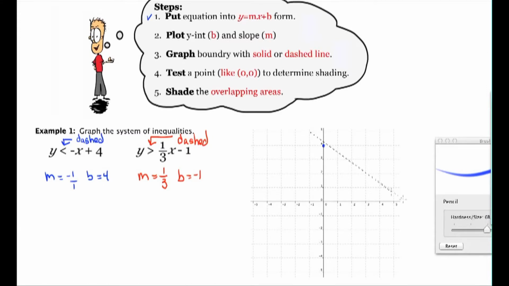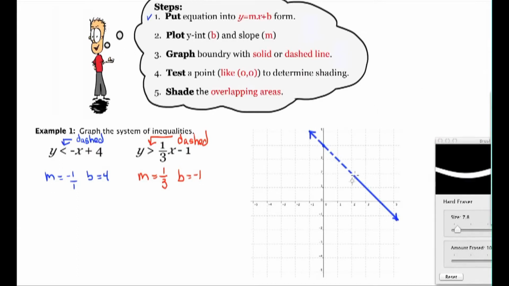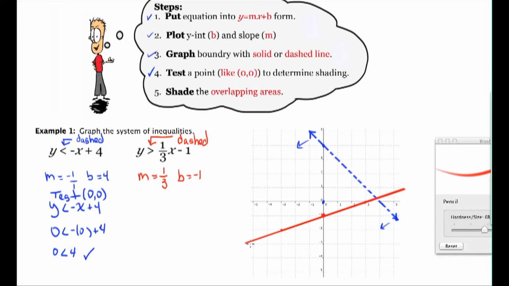So now I can plot the y-intercept and the slope that I'll do for the first equation. And because it's less than, it means it'll be a dashed line instead of a solid line. Now I need to use a test point. 0, 0 is a good one because I need to decide which side to shade. So it looks like I'm going to shade the side that includes 0, 0.